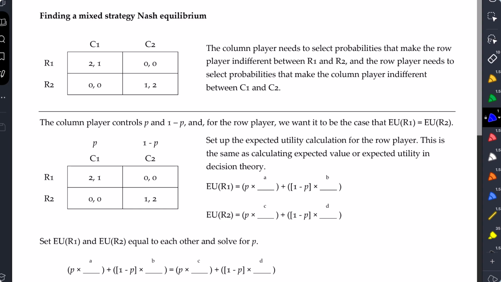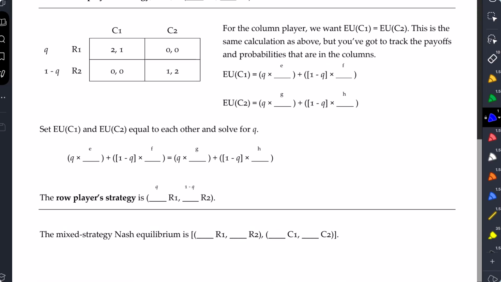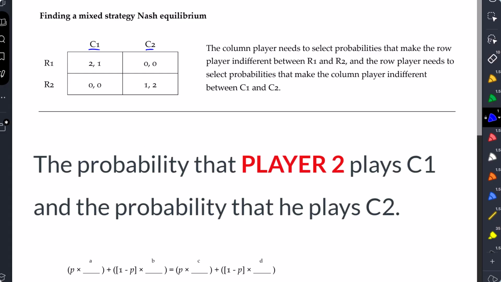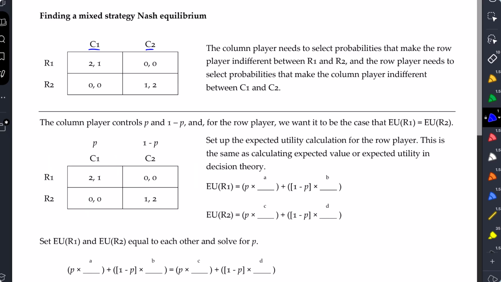Okay, in this video, I'm going to go over this handout or this page. And what we're doing when we find a mixed strategy equilibrium is determining the probability that we want for C1 and C2, the probability that player 1 plays C1 and the probability that he plays C2, and then the same for R1 and R2, the probability that player 1 plays R1 and R2.